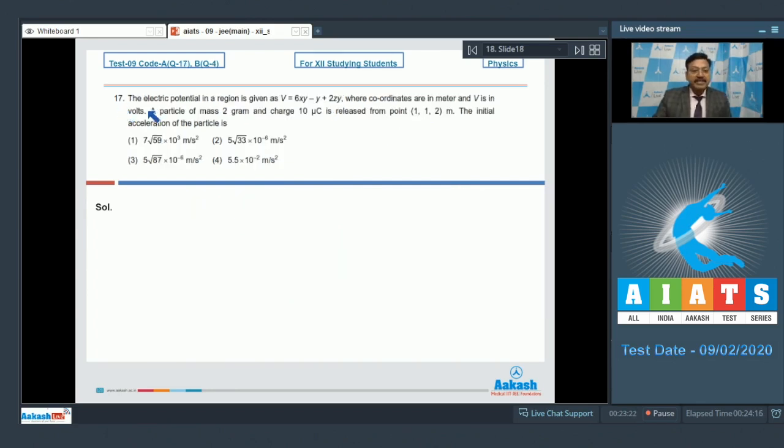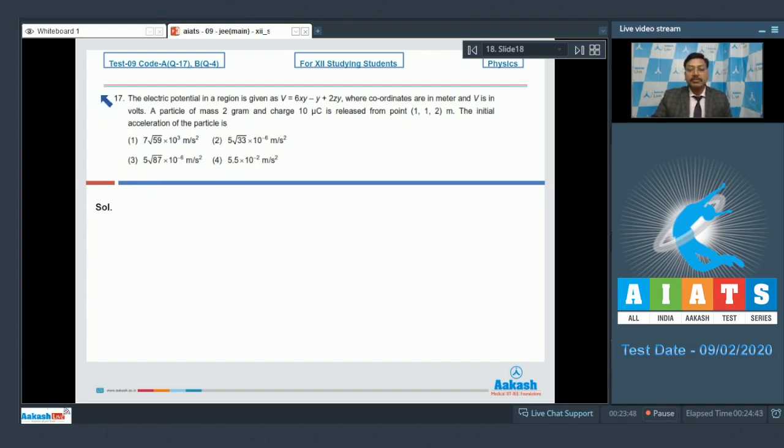Question 17 says the electric potential in a region is given as V equal to 6xy minus y plus 2zy, where coordinates are in meter and V is in volts. A particle of mass 2 gram and charge 10 microcoulomb is released from point 1, 1, 2 meter. The initial acceleration of the particle is, and the four options are given.